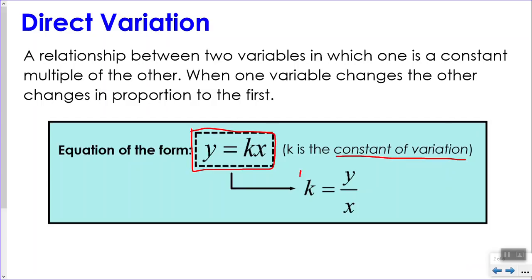If we want to solve for k, we can just take y and divide it by x to get that k value. And that'll tell us what we have to keep multiplying our independent variable by in order to get our dependent variable.